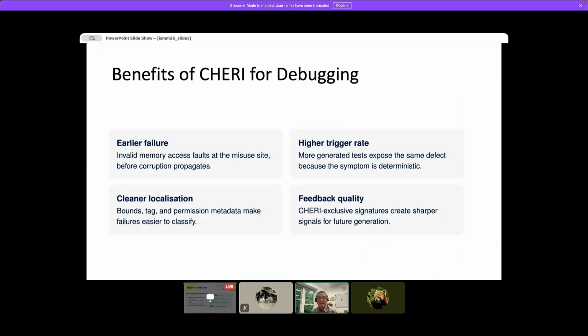Okay, CHERI is very helpful for debugging. It helps us find our memory faults deterministically and quickly, and makes them much easier to classify because we have this metadata about what the problem is. And indeed, this gives us better precision for using LLM synthesis for creating more test cases of a similar nature.